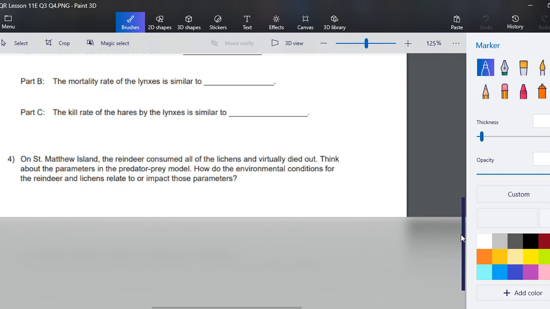because some possible answers might be that the kill rate could be high because reindeer are very efficient grazers. You might want to write something like the mortality rate. It would be low because the reindeer have no predators, but they may eat so much that they virtually kill themselves. The lichen birth rate is low because it does not regenerate quickly in this harsh environment.